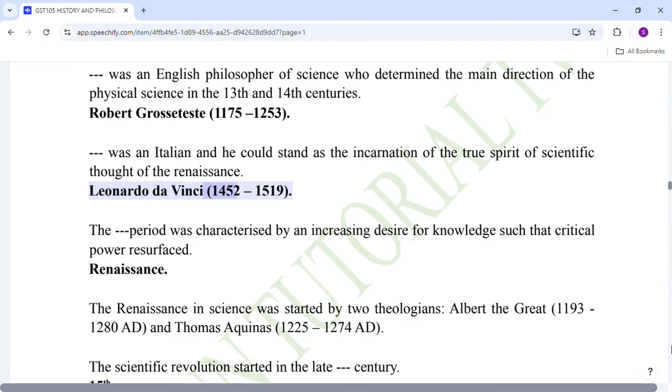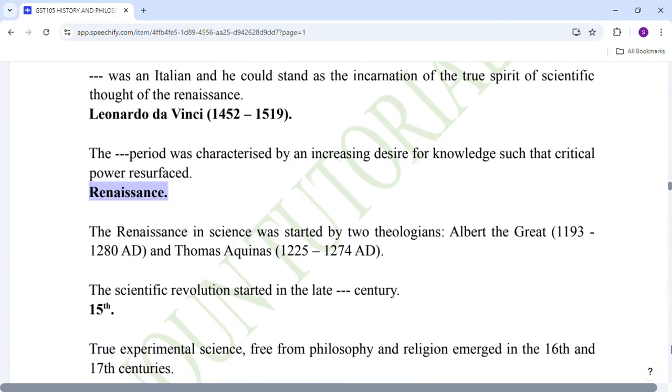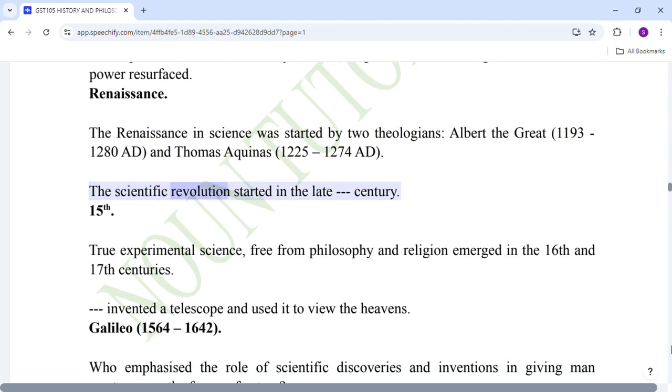The Renaissance period was characterized by an increasing desire for knowledge such that critical power resurfaced. The Renaissance in science was started by two theologians, Albert the Great, 1193–1280 AD, and Thomas Aquinas, 1225–1274 AD. The scientific revolution started in the late 15th century.